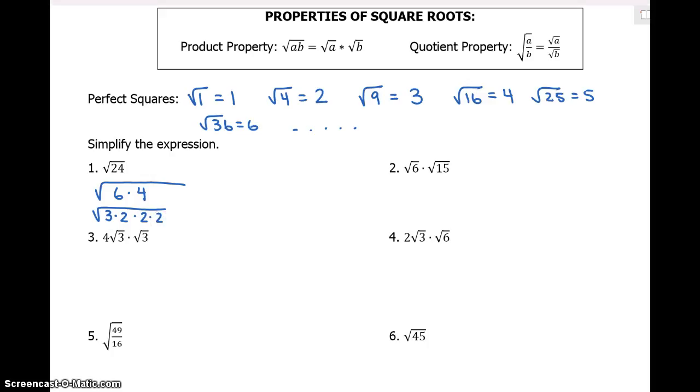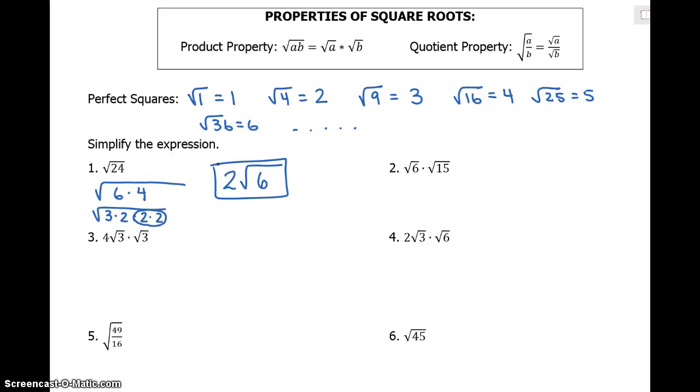Now, a square root means pairs can come out. So I'm going to go ahead and circle all my pairs. I have two 2's, so a 2 will come outside. So that results in that. And then since the other 3 and the 2 don't have pairs, they're going to stay inside the radical, and that is going to be 6. So that's our final answer.